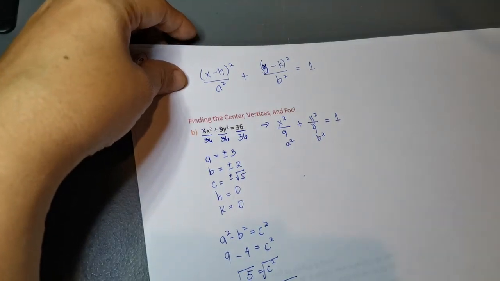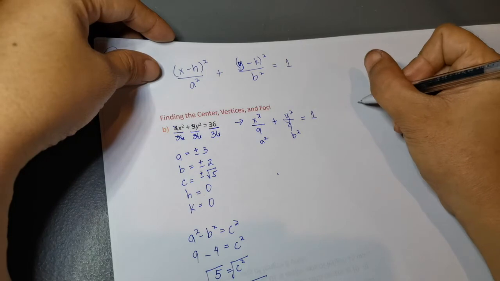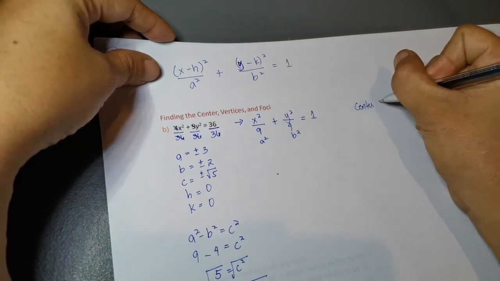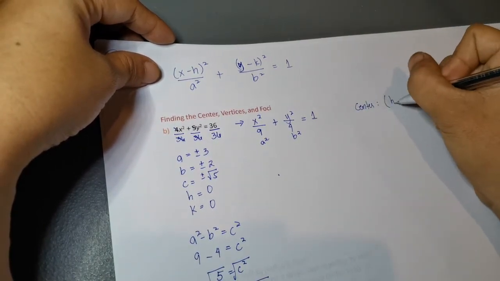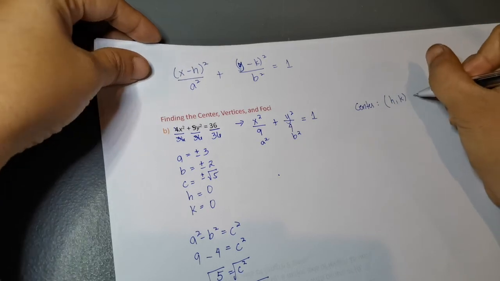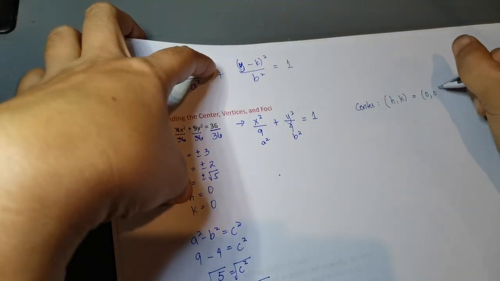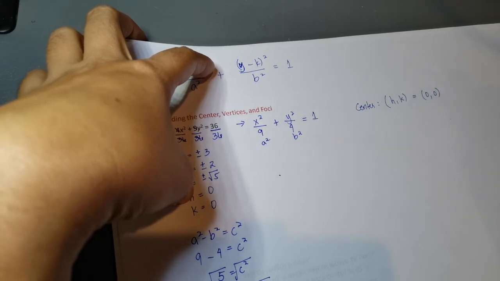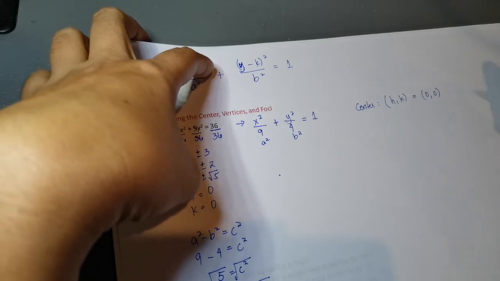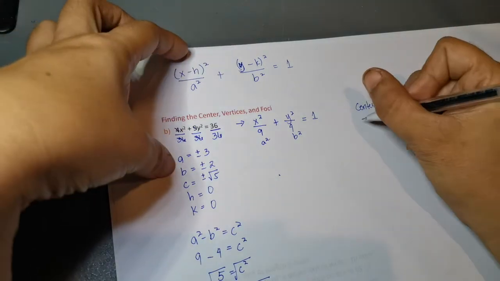Therefore, ang center natin ay nasa h and k. So, ang h natin ay 0, ang k natin ay 0. So, our coordinates of center is 0 and 0. Pagod na talaga ang lola niya.